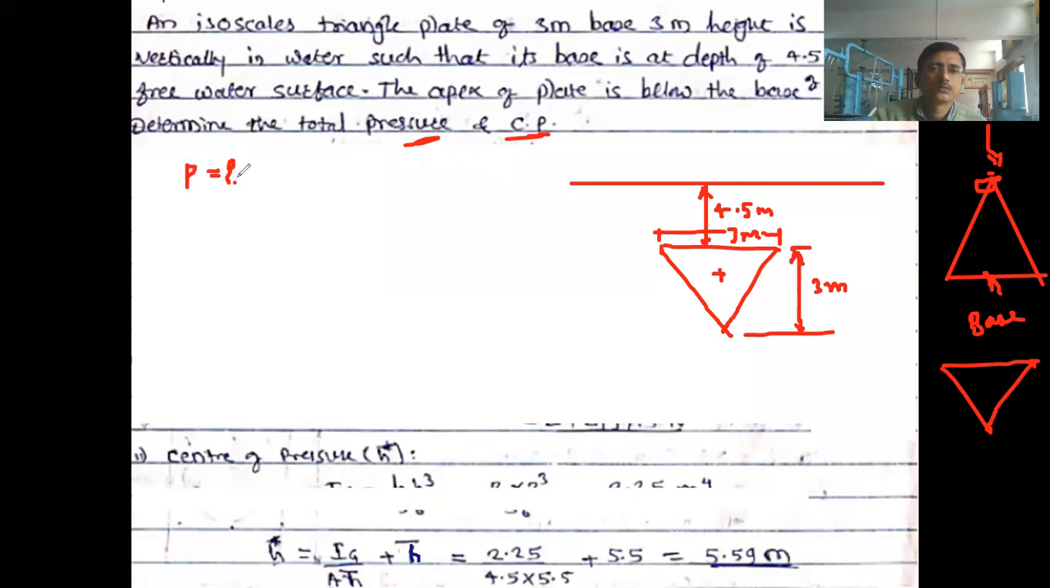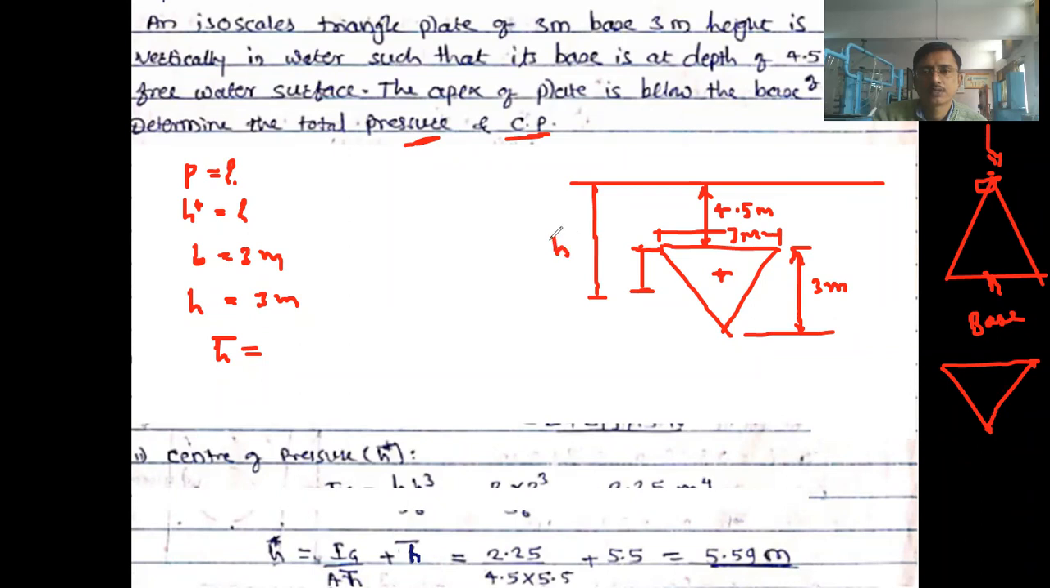This is the problem, and it is asked to find out the total pressure force acting. P is equal to what? And H star is equal to what? That is asked. So what is B here? 3 meter. What is H here? 3 meter, right? How do we find H bar? H bar is h/3 from the base, right? It is at a distance of h/3 from the base, plus 4.5. We have to add this 4.5 to it so that we get the total h bar.